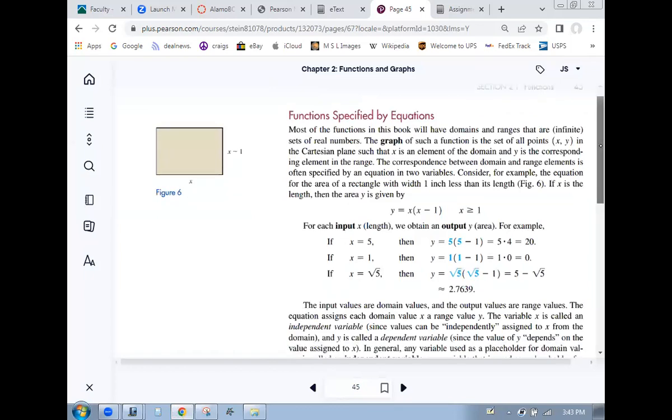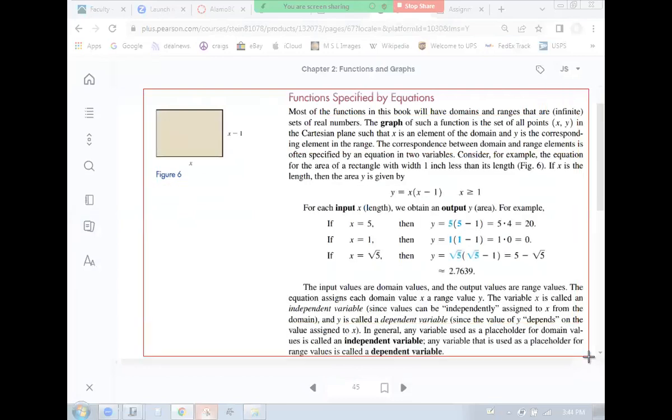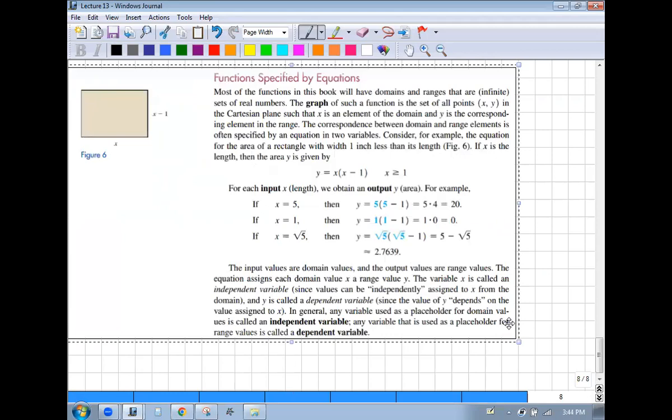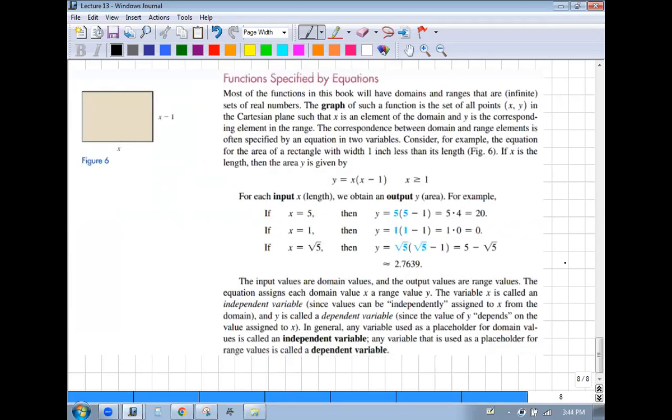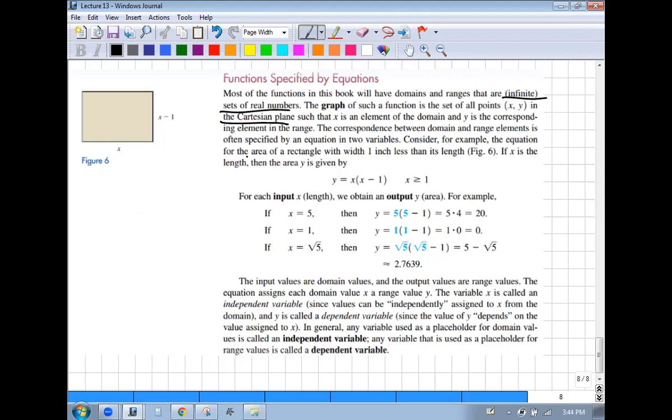Functions specified by equations. If we can look at this, it looks like a long, boring paragraph, though. Let's see if we can get through it quickly. Most of the functions in the book have domains and ranges that are infinite sets of real numbers. The graph of such a function is called the set of all points (x, y) in the Cartesian plane. The Cartesian plane is your xy coordinate system, invented by Descartes.